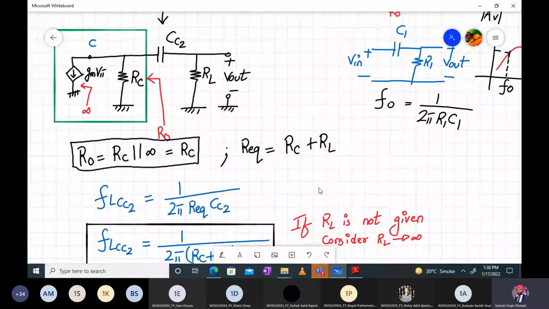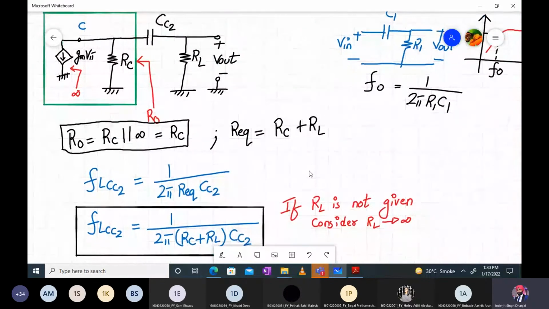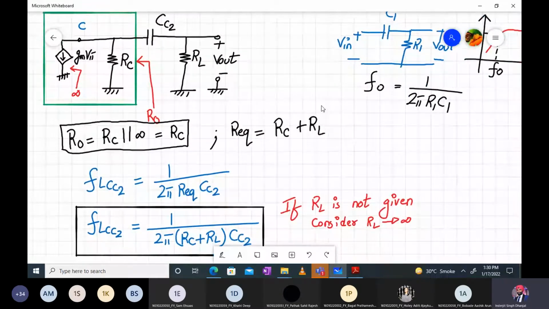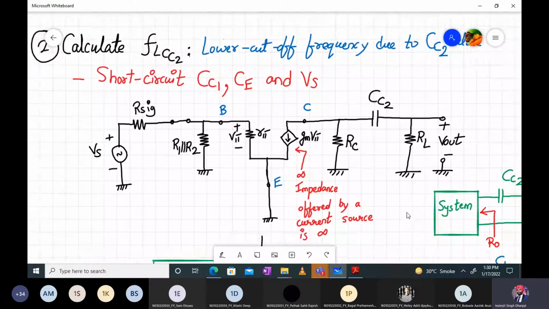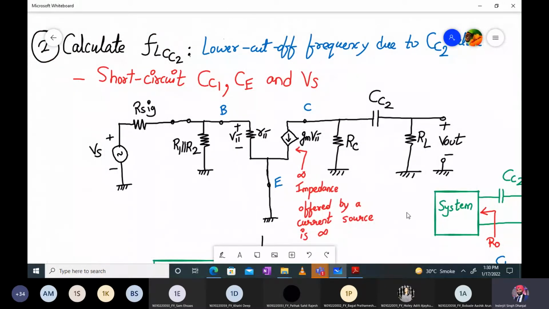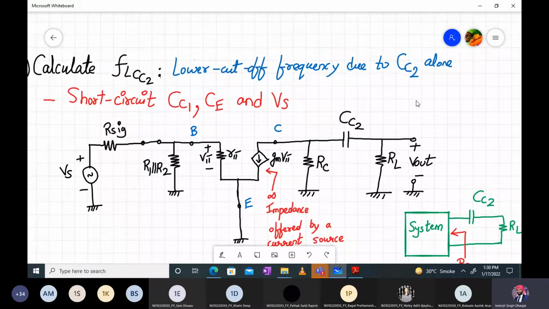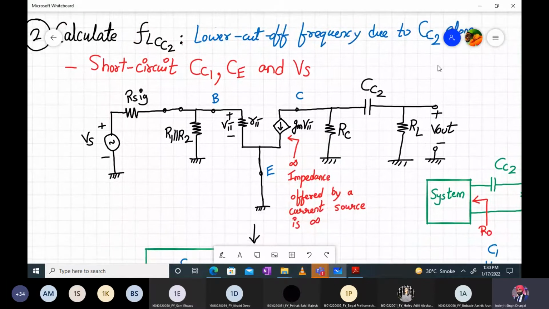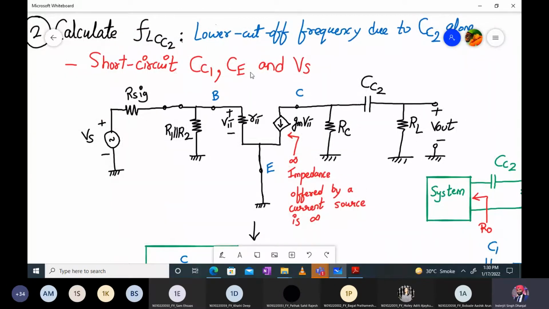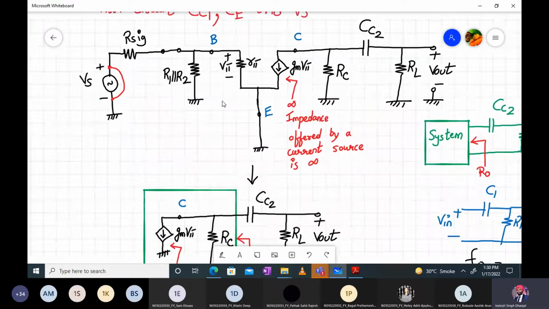Okay, fine. So I hope that you have noted this down along with me. I'll just revise what we have done so far. We are calculating the FL of CC2, the lower cutoff frequency due to the output coupling capacitor CC2 alone. So we short circuited CC1, CE and VS. Actually, I forgot to do that for VS over here, but it doesn't matter. It was an open circuit only, right? From the base emitter side, it was open circuit only downstairs, if I look into it.